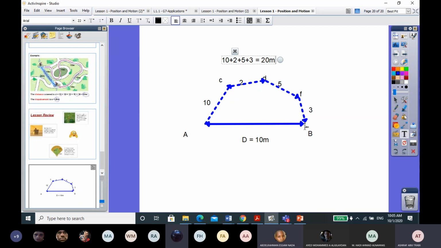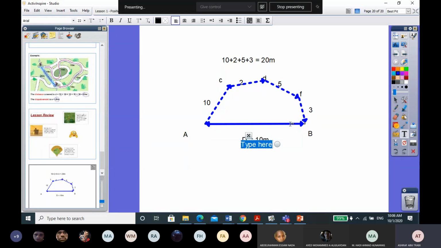So the displacement is the difference in position. So the displacement between A and B is what, guys? It is 10. But the distance, the real distance covered, is 10? No, it is 20. What is the difference between when I say position, when I say displacement, and when I say distance?